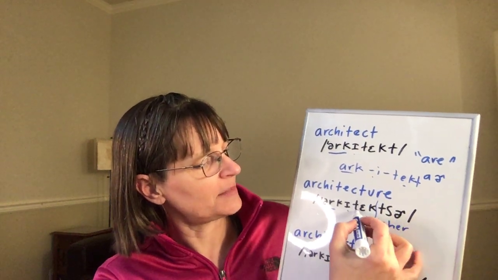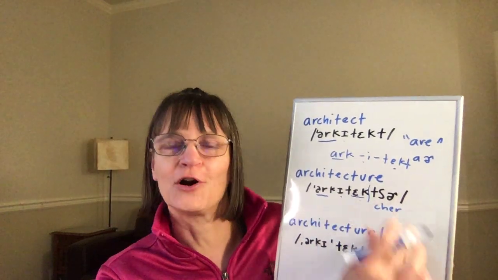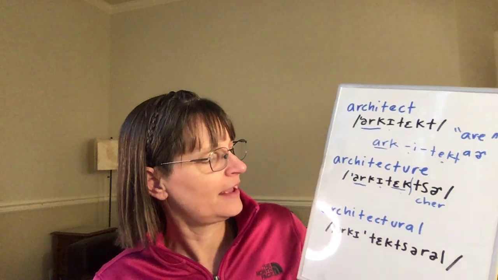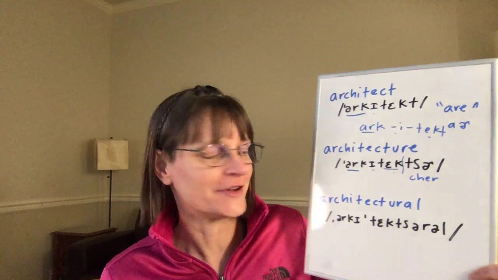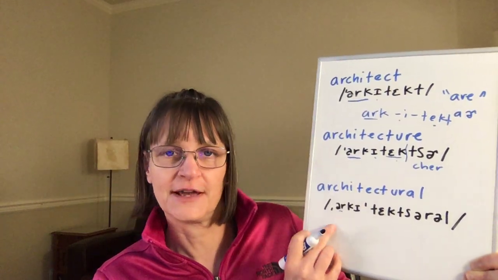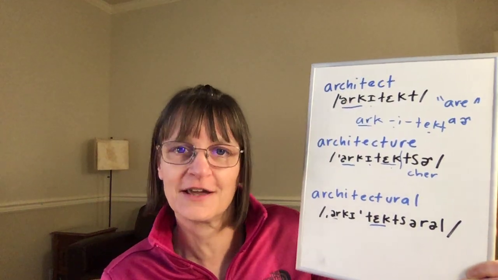Notice in this case that my tech syllable doesn't have that T. Because that T is part of the CH sound, the chur sound, architecture. Lastly, when I'm saying architectural, we have a syllable stress change. So now I still have a little bit of stress on this first syllable. It has secondary stress, but my main stress now has moved to the tech syllable, architectural.